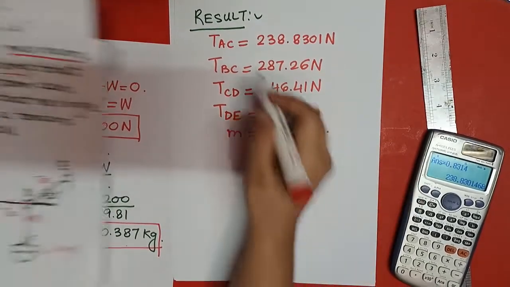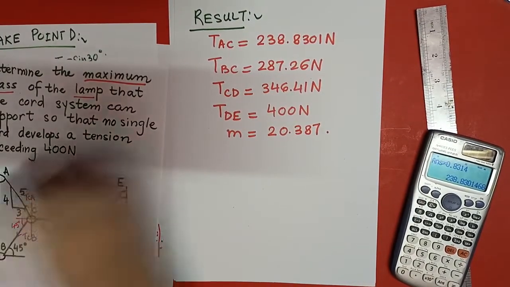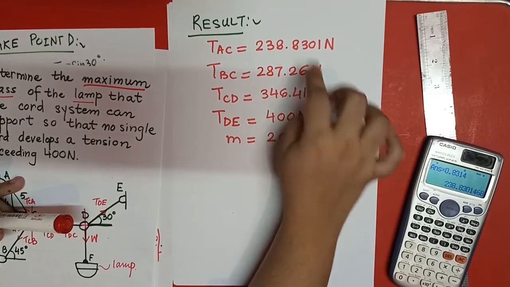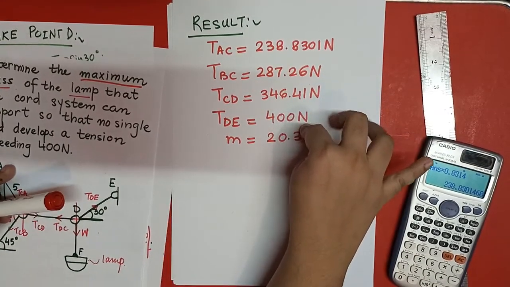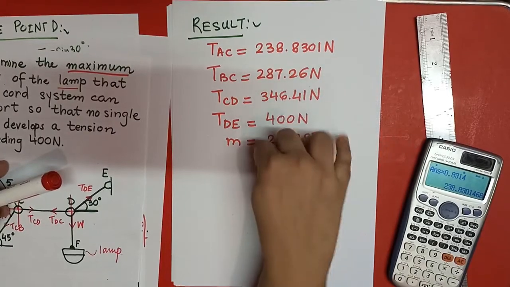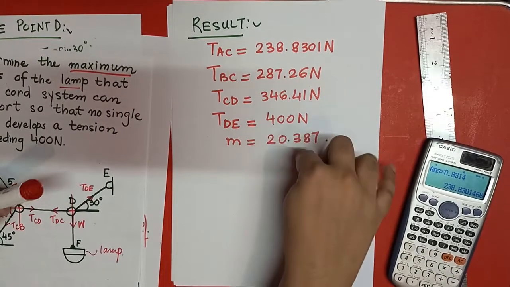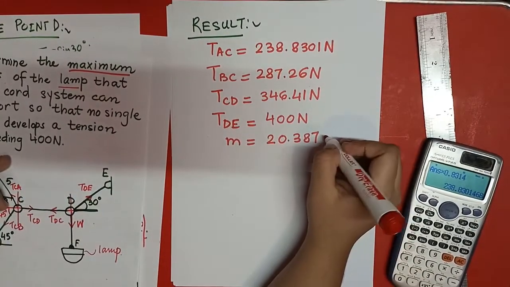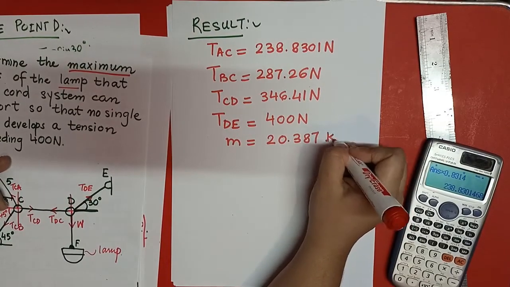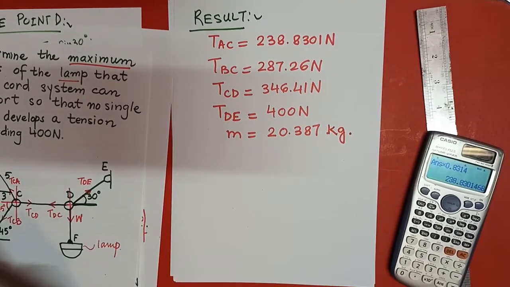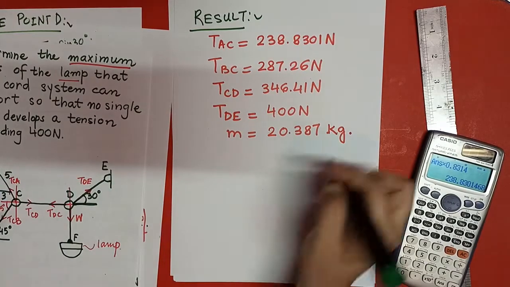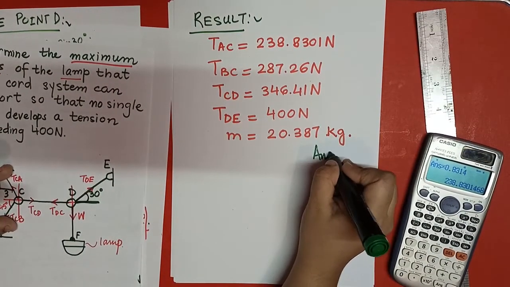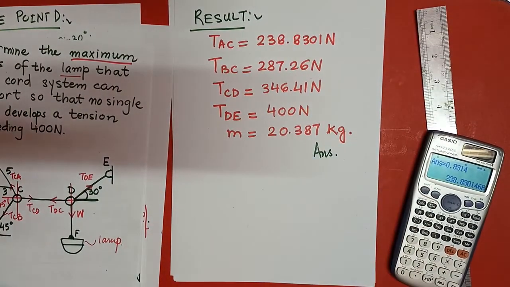20.387, and all the tensions are under the limit of 400 Newton. It is not exceeding 400 Newton. So the condition is satisfied, and we have calculated the maximum mass as well from here. And remember that the mass of the lamp should be in kg here. So this is the way to solve the question of tensions in equilibrium conditions. So that's it for today.